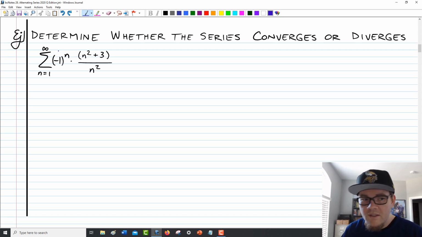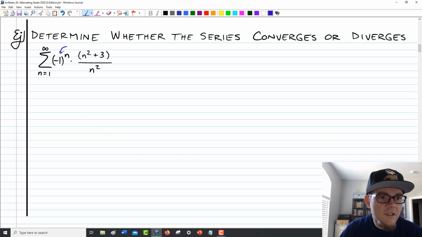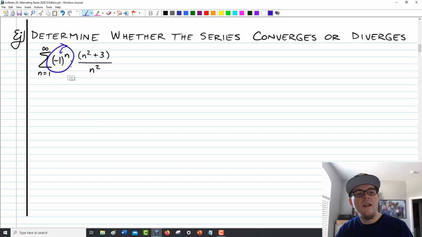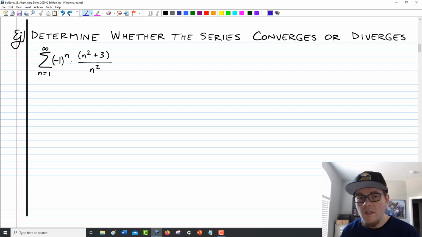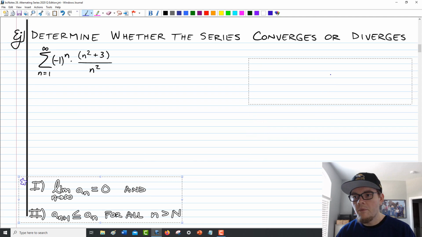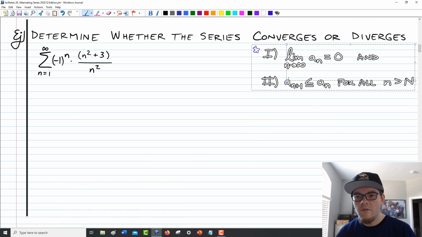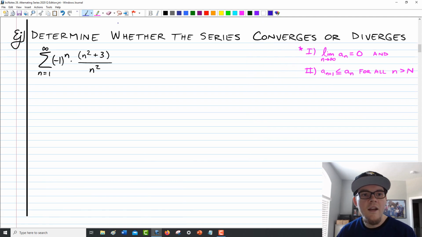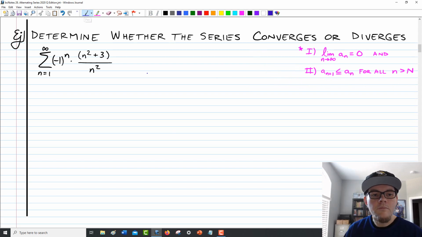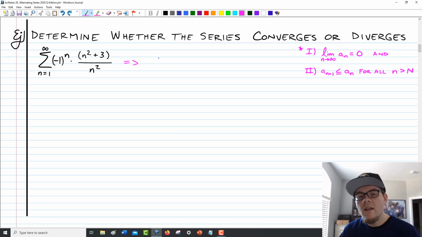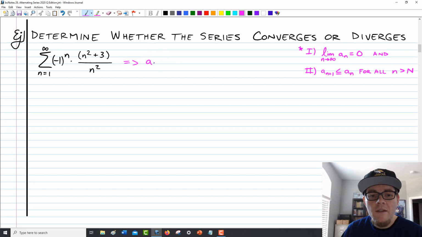And as we look at this second example, you'll notice the presence of a toggle right here. As soon as you see that toggle, that tells you that the alternating series test is probably a candidate for us to look at. So just like we did before, let's pull in the statement of the alternating series test and just have it on hand so we can be ready to go. Now, just like we did before, I can put it in pink this time. Because we've got the toggle here, we want to isolate the magnitude of the terms. That magnitude will be a sub n equals (n squared plus 3) divided by n squared.